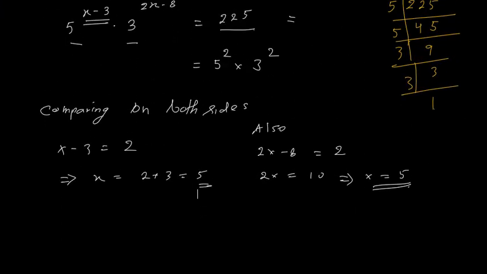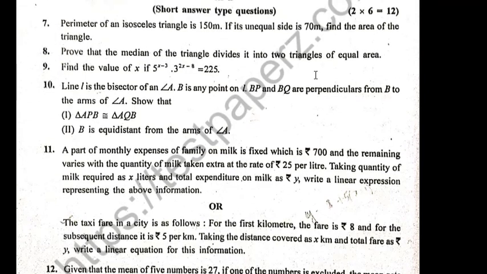Okay, so good question, simple question. 9th, 10th. A line L is the bisector of angle A. B is any point on line L. BP and BQ are perpendiculars from B to the arms of angle A. Show that APB is congruent to ABQ. And second, B is equidistant from the arms of angle A.